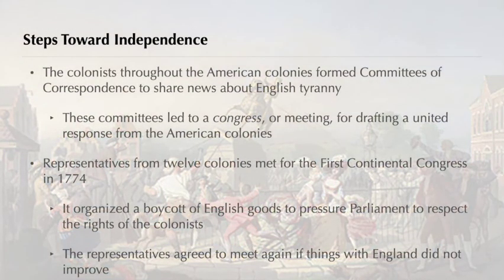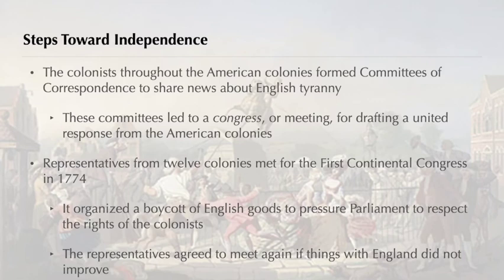At first, the colonies did not join together in protesting Parliament's actions. Having quarreled with each other in the past over boundaries and trade, they were not used to working toward a common goal. To inspire cooperation, some colonists organized committees of correspondence to pass news from colony to colony about how England was violating colonists' rights.